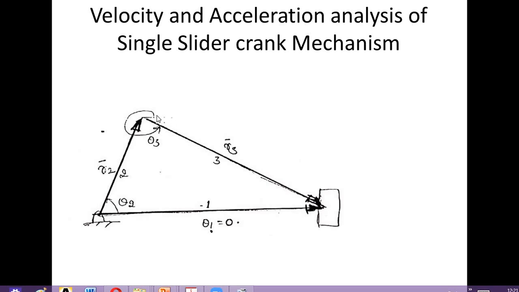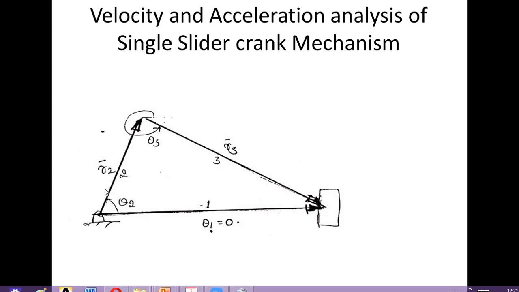We are measuring with reference to the horizontal in the anti-clockwise direction, and the fourth link is the slider, or the piston. So the R1 vector is making an angle 0 degrees, the R2 vector, the position vector, is making an angle theta 2, and the R3 vector is making an angle theta 3.